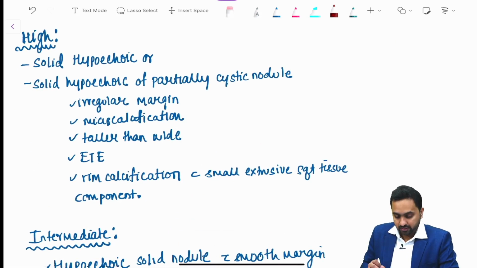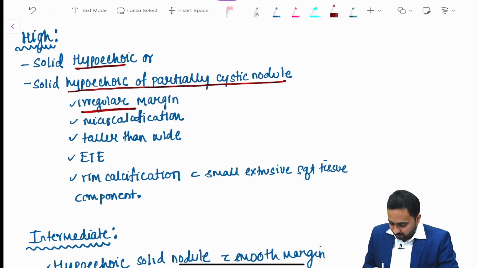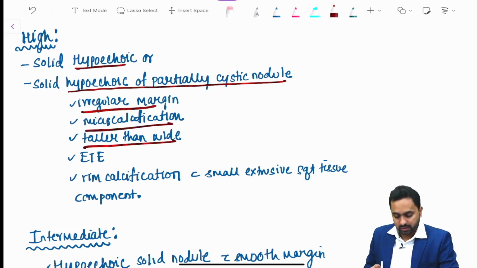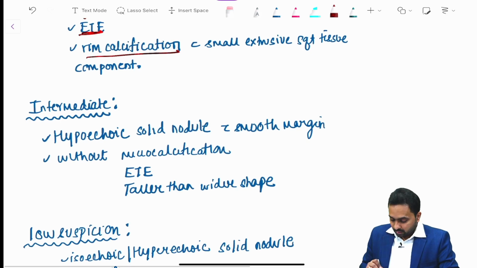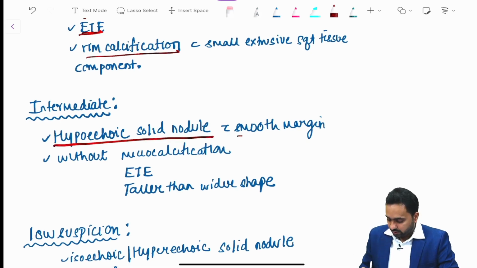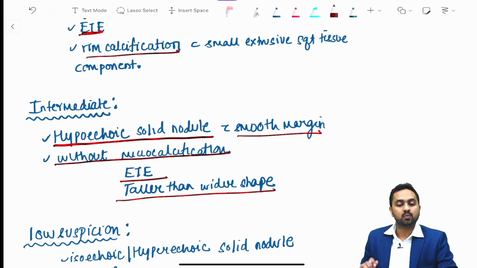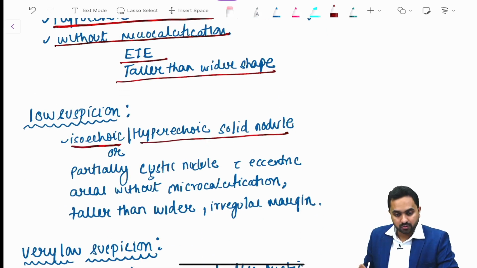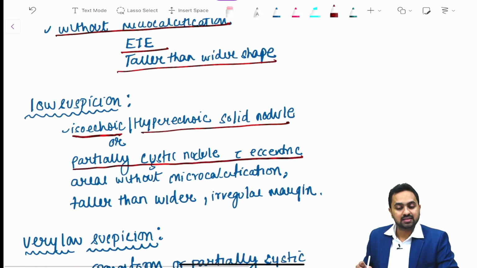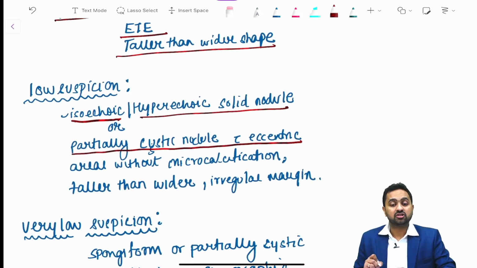High risk features include solid hypoechoic or partially cystic nodule with irregular margin, microcalcification, taller than wider, extrathyroidal extension and rim calcification. The intermediate risk lesions would contain a hypoechoic solid nodule with smooth margin without any microcalcification, extrathyroidal extension, or taller than wider shape. Your low suspicious would be isoechoic or hyperechoic solid nodule or partially cystic nodule with eccentric areas without microcalcification, taller than wider and irregular margin.